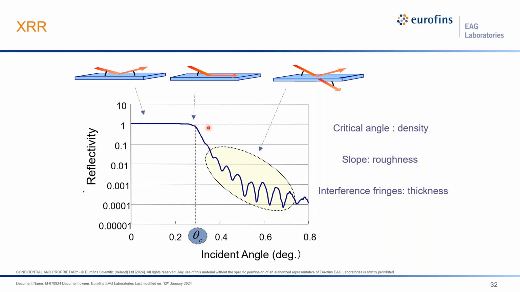And really this critical angle is where this intensity drop off is. And depending on where it drops off is whether your material is more or less dense. The slope, whether or not this drops down very sharply or is a very shallow slope. This would be a very smooth sample. Dropping very sharply would be a rougher sample. And then the fringes, the frequency of the fringes: if there are many small fringes, that means you have a very thick film. But if you have very large and very few fringes, that's a very thin film. So this gives you a lot of great information about what your film is and what it's comprised of.